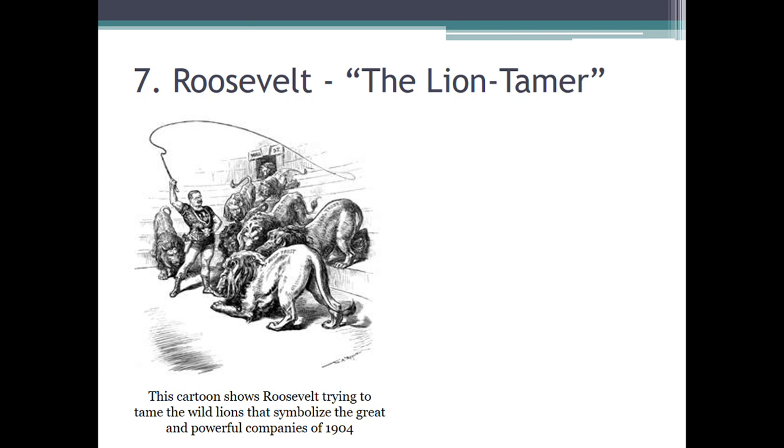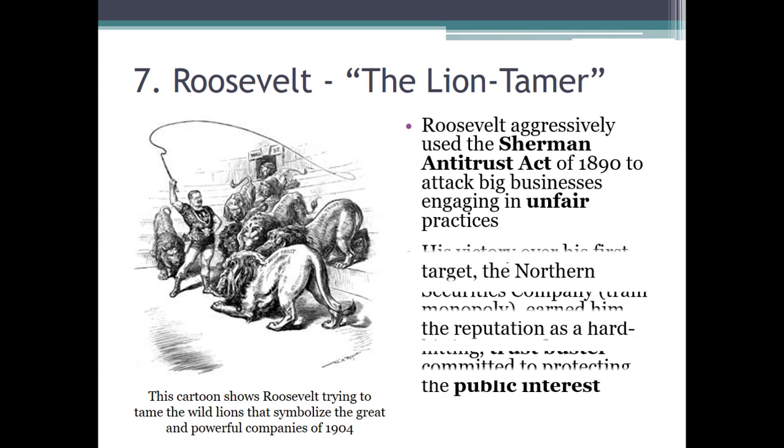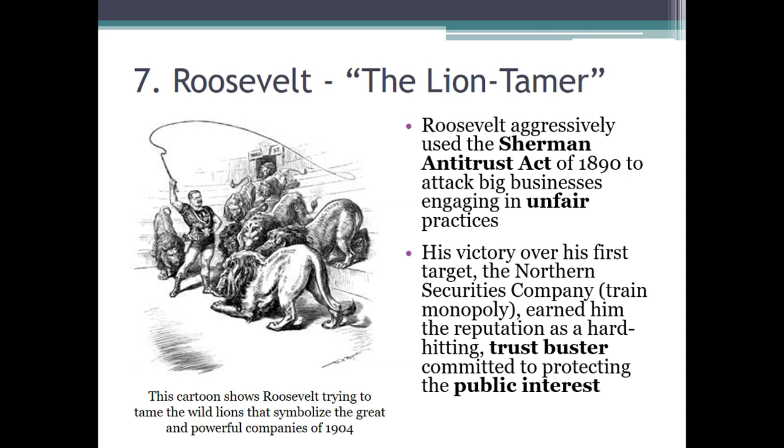Okay. Question 7, I said, look at the political cartoon. How did Roosevelt earn his reputation as a trust buster? So Roosevelt is a progressive era president, and this cartoon is showing him taming these lions, and these lions are supposed to represent the giant powerful companies of the Gilded Age, or the early 1900s. Roosevelt is going to use the Sherman Antitrust Act, the law that was passed that said it was illegal for a company to have a monopoly.